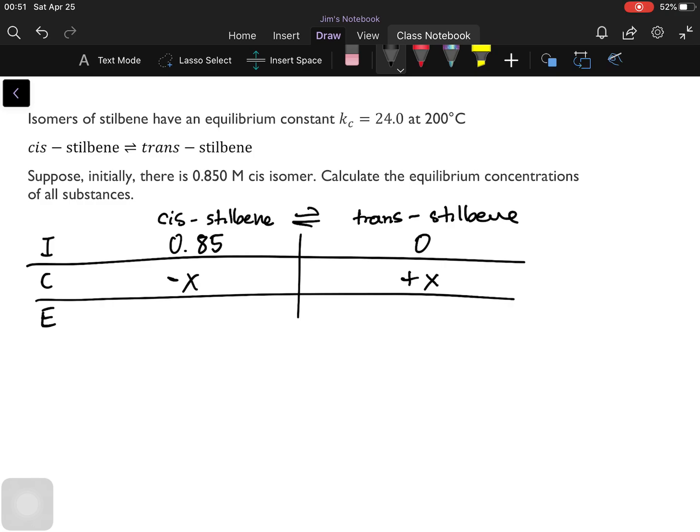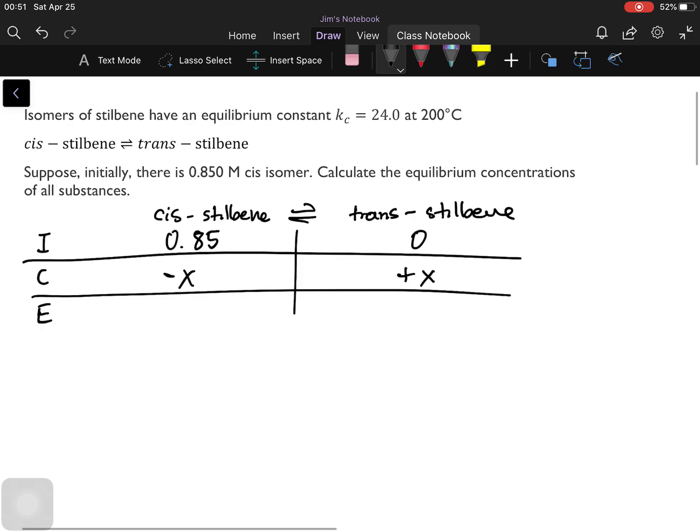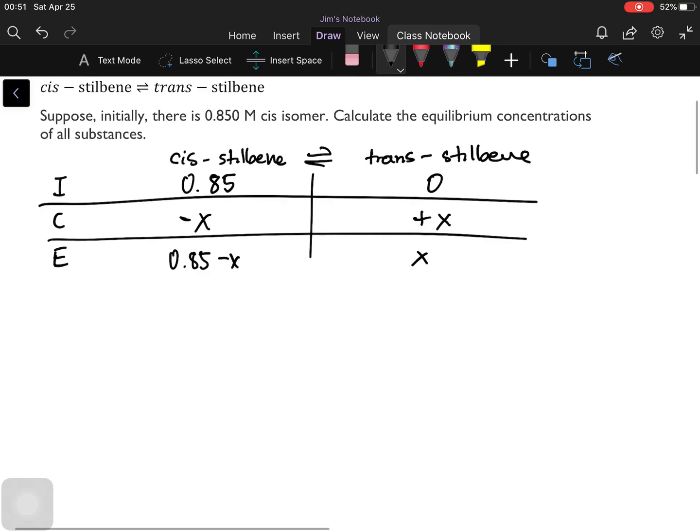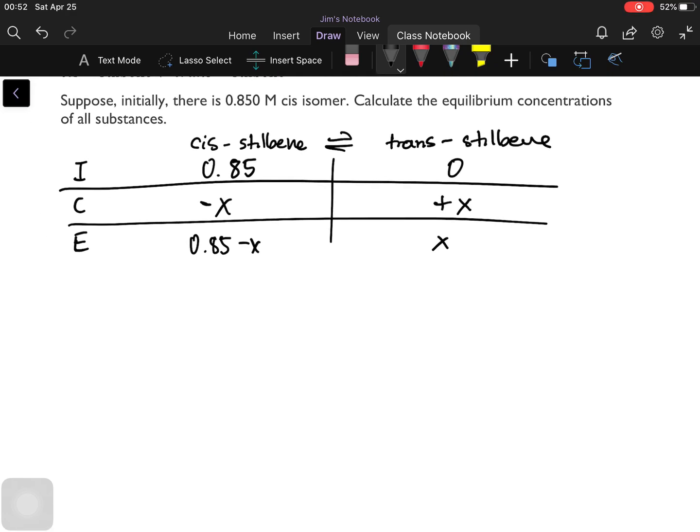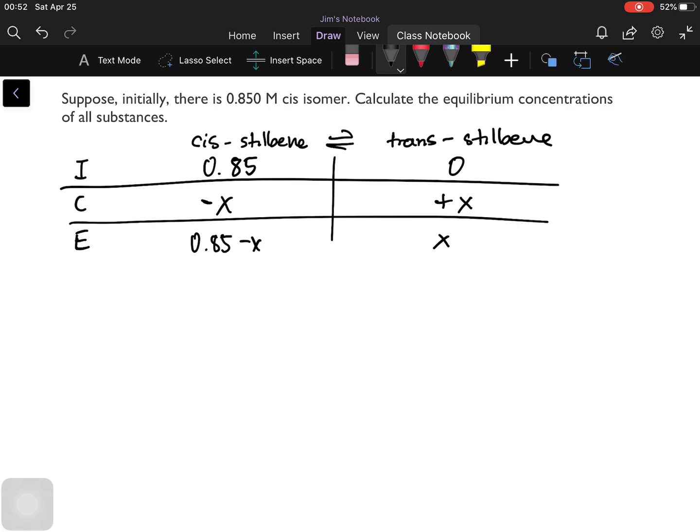For E, for the equilibrium concentration, we're just going to add I and C. So this is 0.85 minus x and x. So those are the equilibrium concentrations of the cis and the trans stilbene. After writing the ICE table, we're going to write down the equilibrium expression. So that is K equals the concentration of the trans isomer over the cis isomer at equilibrium.